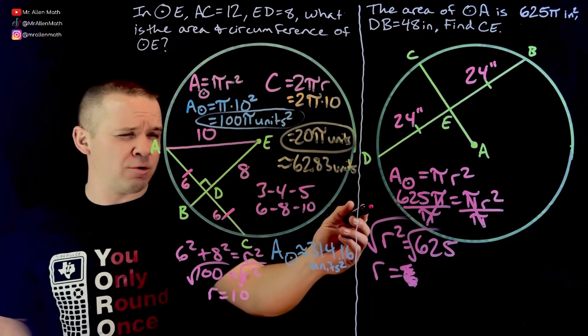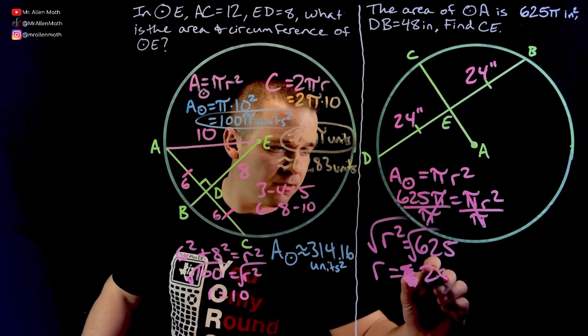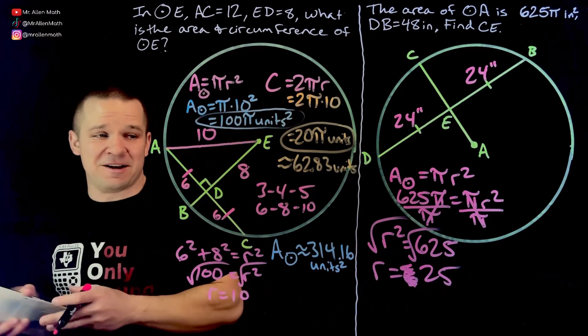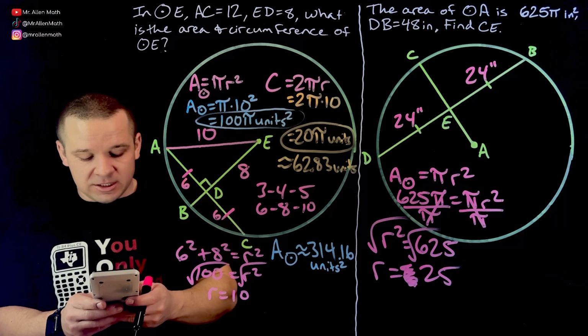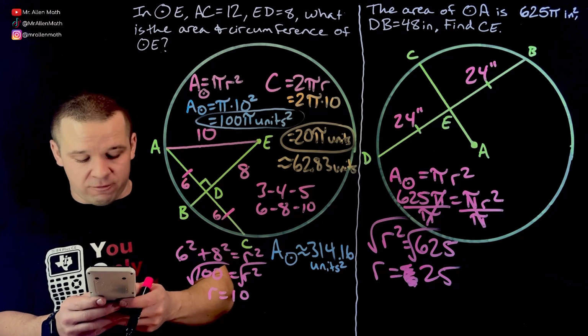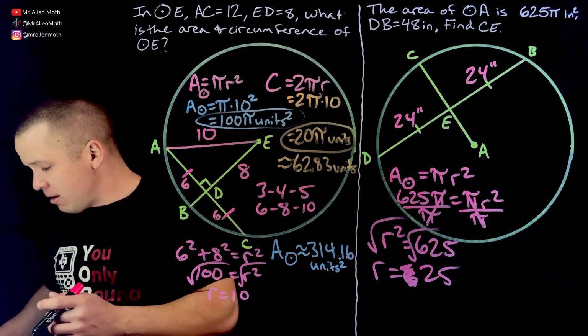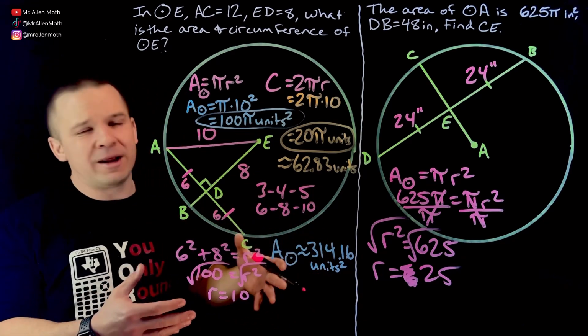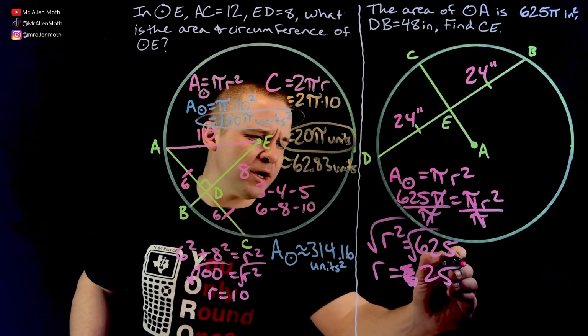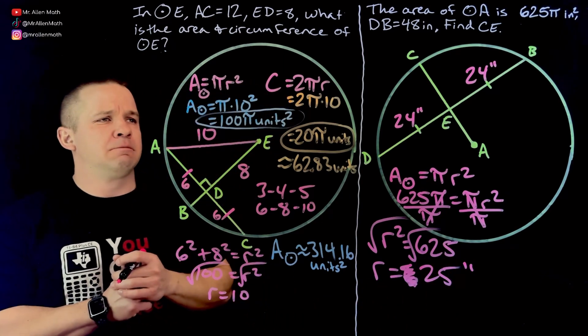Whoops. Square root of 625, I believe, is 25. Hopefully, that's what I planned on. I should have checked this before. Let's see here. 625 raised to the 0.5, 25. Okay, we are good. Just want to double check before I put this out on the internet, and it's wrong, right? You wouldn't want that. So we got 25 inches for my radius.